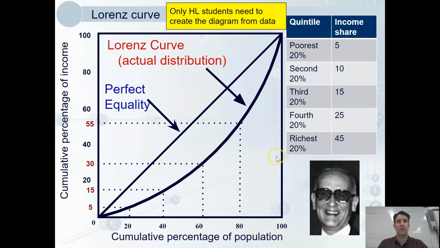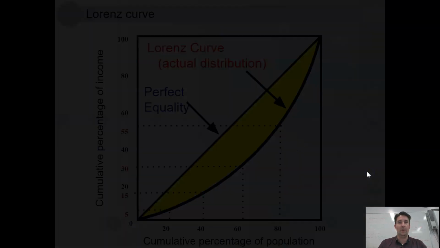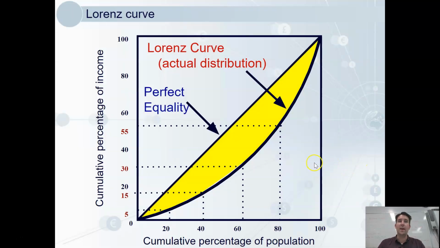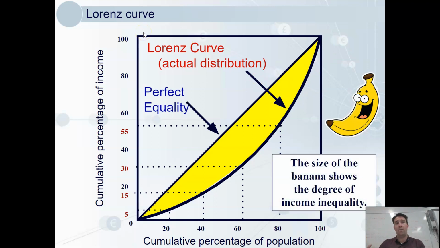So what does this actually mean? Here's where we get a little bit fruity. So think of the area between the Lorenz curve and the line of perfect equality as being a banana. You can sort of see the shape there. Everyone likes big bananas. So the bigger your banana, the more money you make. This means that there's less money for others, so income is not distributed as equally. So what I'm getting at here, the further the Lorenz curve is away from the line of perfect equality, the bigger the banana, the more unequal is the income.